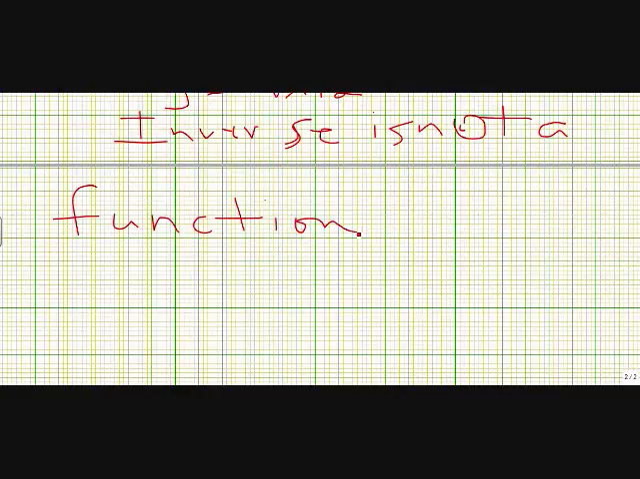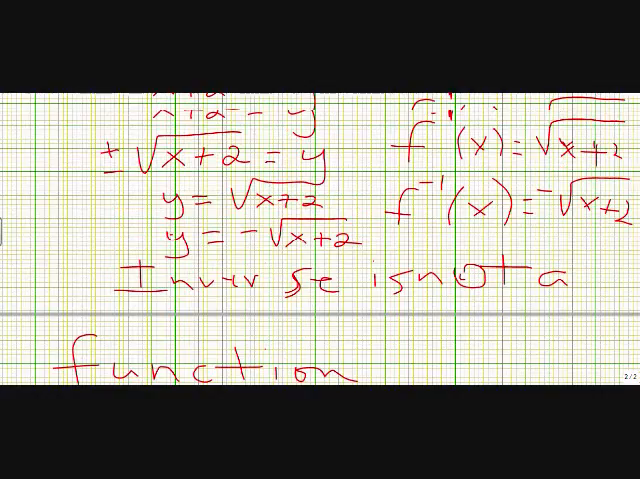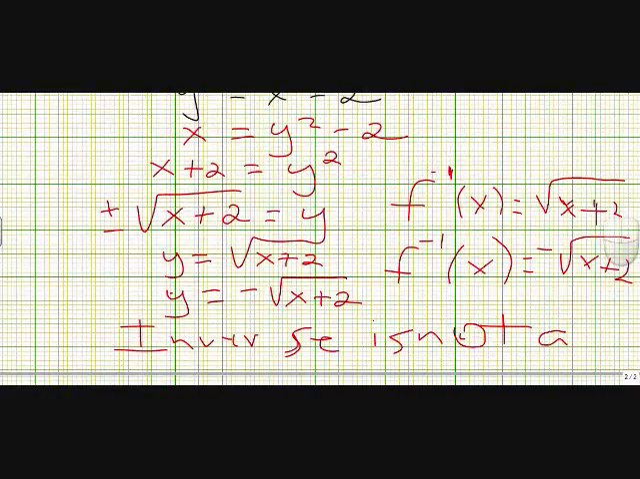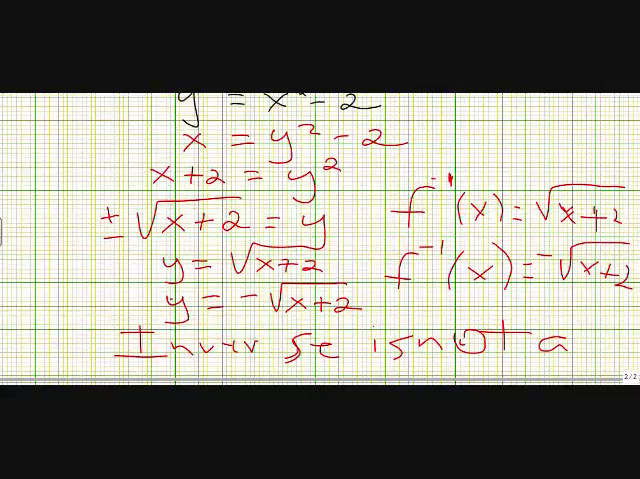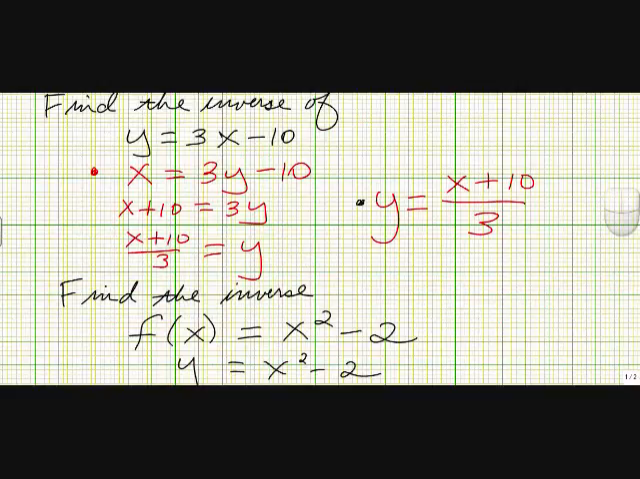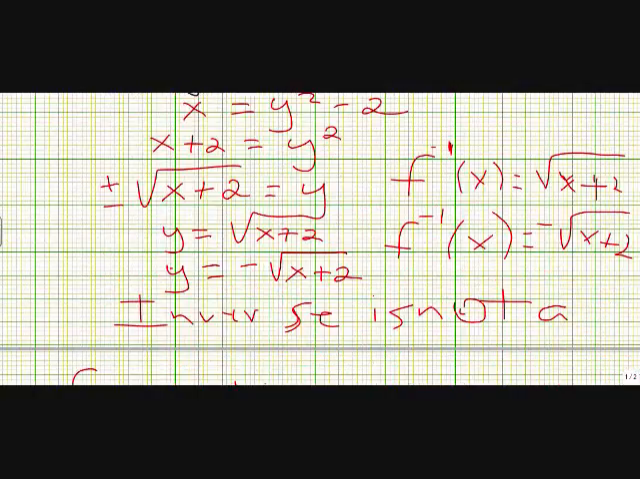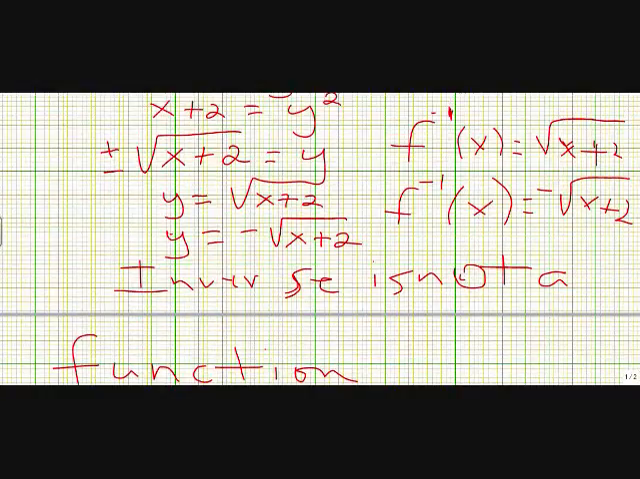Okay. The inverse is not a function because when I went to solve for the inverse, I got two functions and not one. There's only a function if there's one function when I solve for the inverse. Like the first problem, there was only one: y equals (x plus 10) over 3. Okay. So that one was a function. The second one, the inverse is not a function because it turns into two functions, plus and minus.